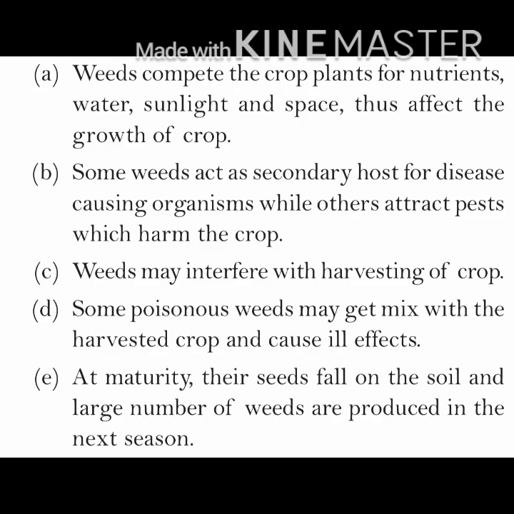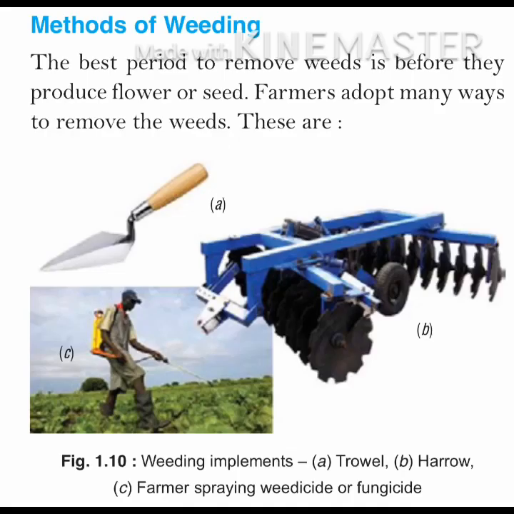Now, methods of weeding. There are many methods to remove weeds. The best period to remove weeds is before they produce flowers or seed. Farmers adopt many ways to remove the weeds. The weeds should be cut or removed from the field before they produce flowers or seed. Once they produce seeds, those seeds will fall in the field, and next year they grow again in that field. So some methods are there.